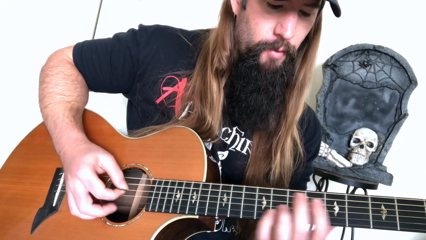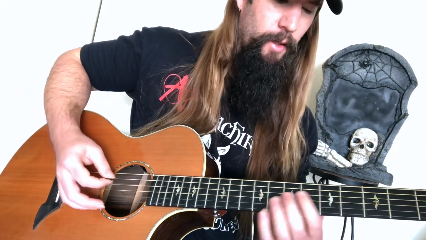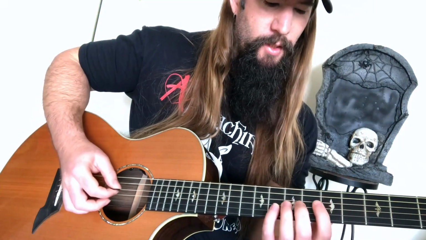After that, we've got the perfect fifth, which is the start of "Twinkle Twinkle Little Star," everyone's favorite melody. The minor sixth is after that. That's going to be G to E flat.